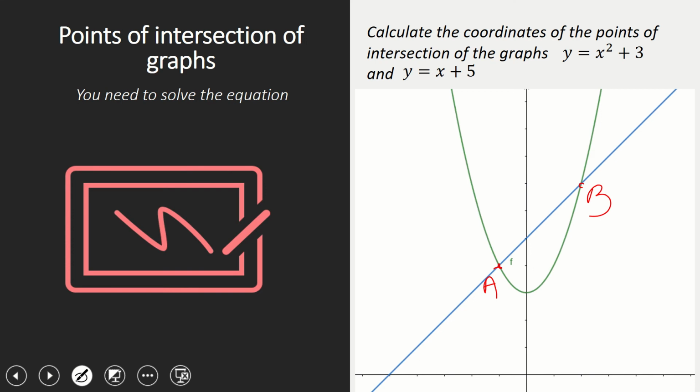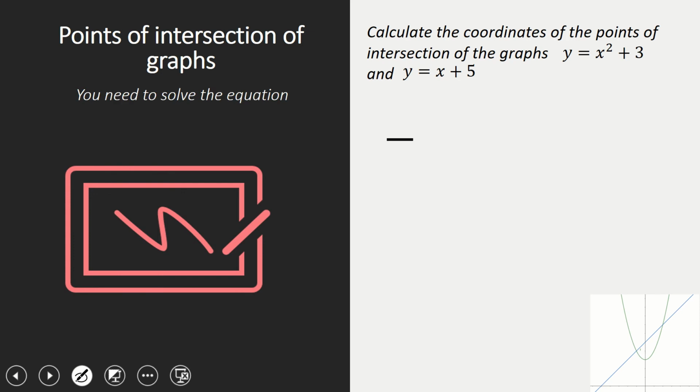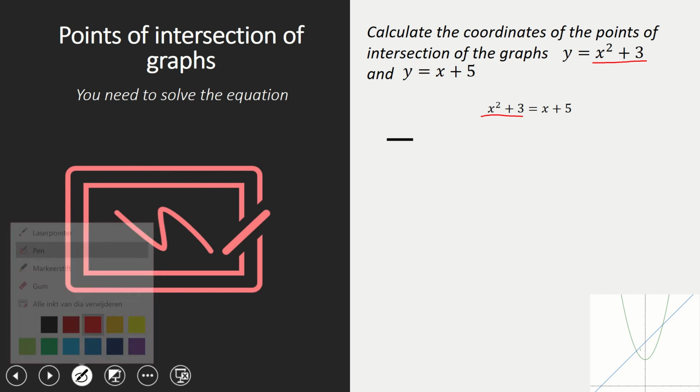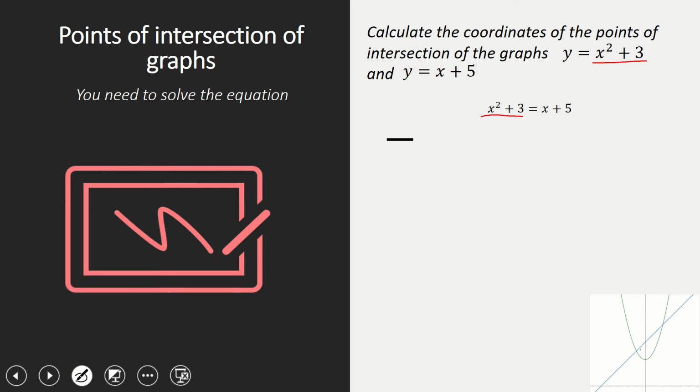Alright, so the first step is that we see that those graphs are equal to each other. So that means that we're going to make an equation. And the equation is x squared plus 3 equals x plus 5. And that is because this was the parabola, and that is the linear graph.